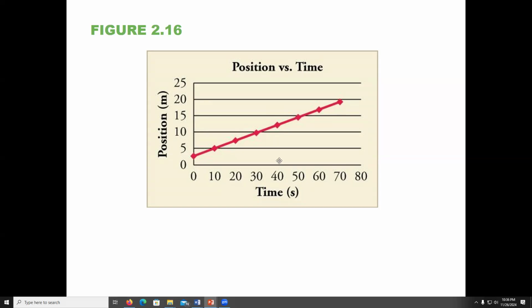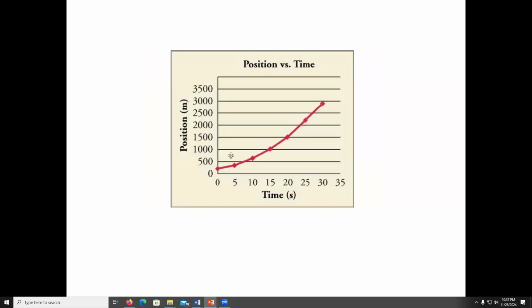But the graph could also show you that at 30 seconds, we covered 10 meters. At 10 seconds, we covered 5 meters. At 50 seconds, we covered 15 meters. So you should be able to interpret and read the graph.